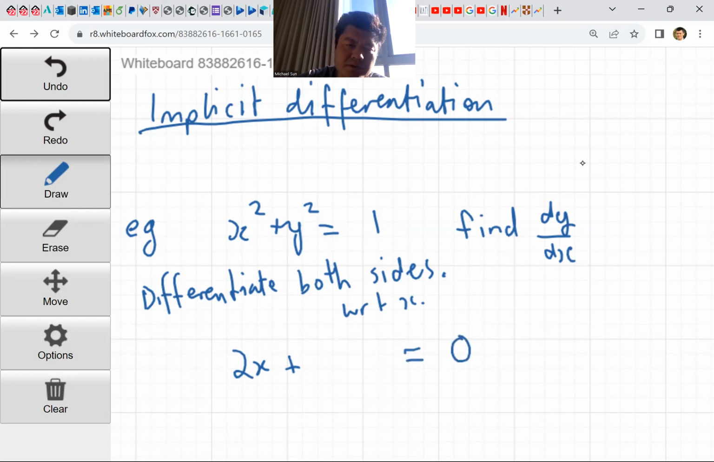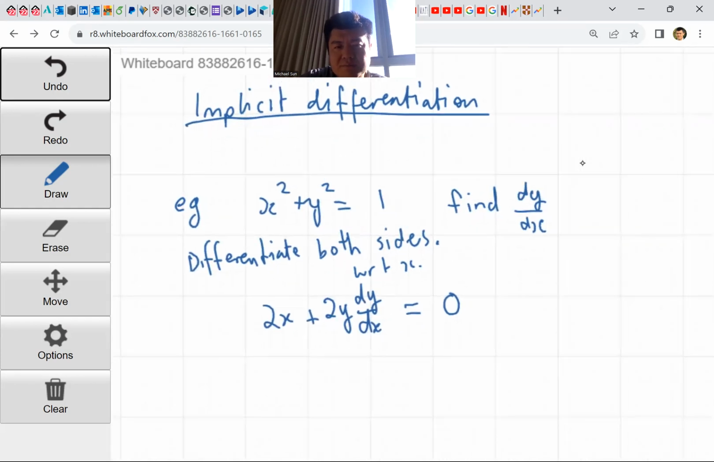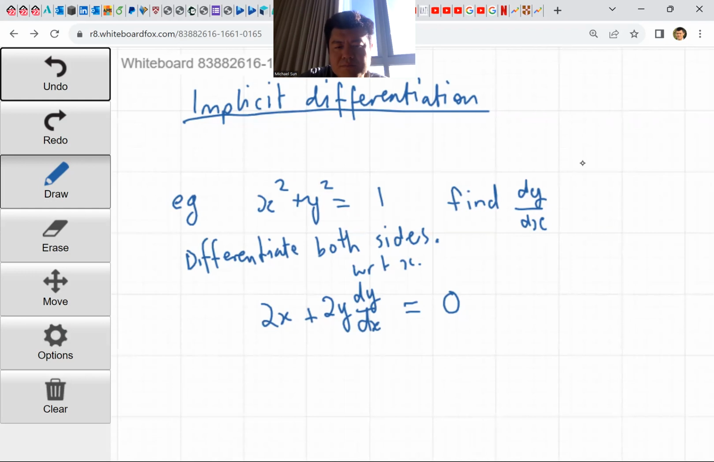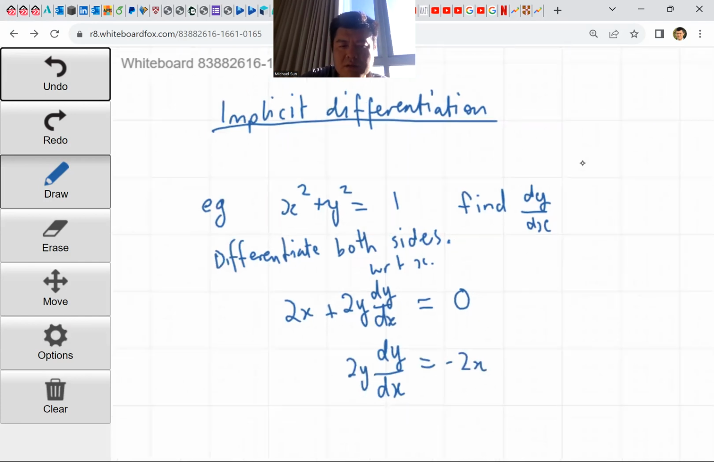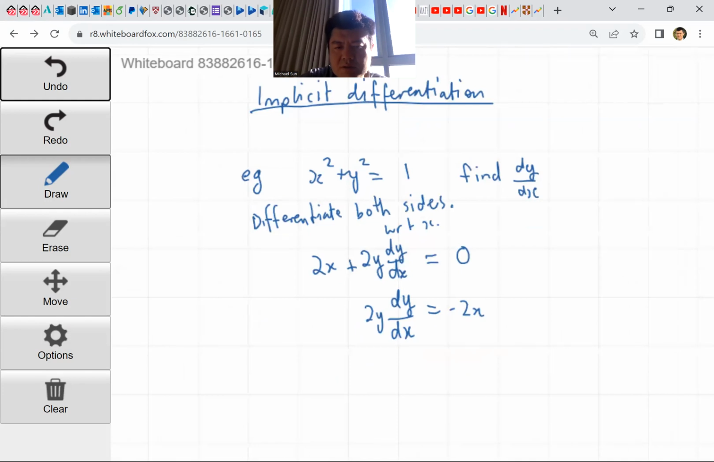So the y squared, you're told to use the chain rule, right? So you bring the 2 down, and you differentiate the y squared as if it was just x squared. But then to account for the fact that y isn't just x, you need to use the chain rule and multiply by the derivative of y. And so now you have an equation that has dy/dx in it, and you make dy/dx the subject. So you put minus 2x on the other side, and you divide by 2y. So dy/dx equals minus x over y.